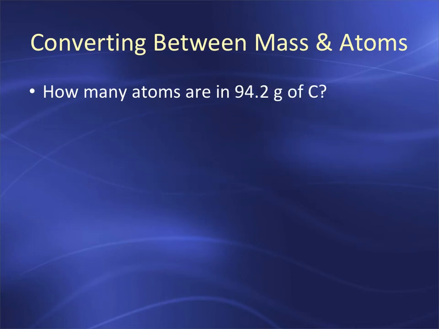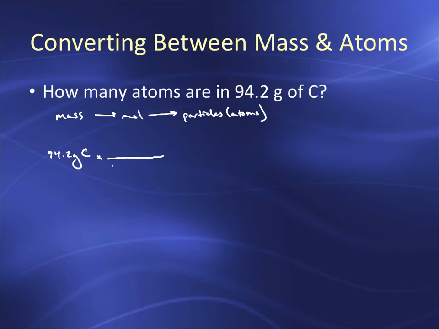So let's try this one from scratch, okay? So keeping in mind we're starting from mass that we need to convert into moles, and then we need to convert that into number of particles, which in this case, since we're talking specifically about carbon, we're talking about atoms. So we have 94.2 grams of carbon. Okay, to get it into moles, we are going to divide by molar mass. Well, the molar mass of carbon is 12.01 grams of carbon for every 1 mole of carbon.